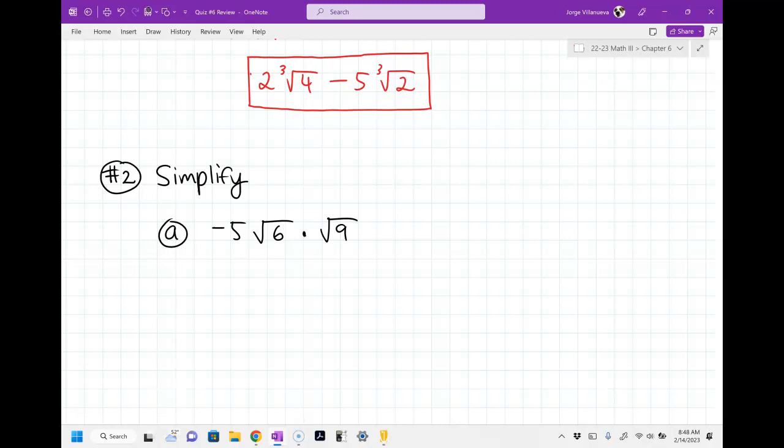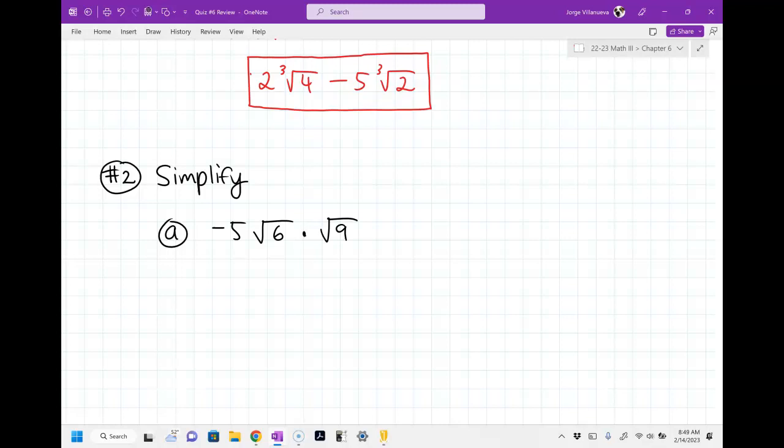Now, I mean, you can do this one of 2 ways. You could either straight out just multiply. And what we learned in the lesson was that you can multiply the radicals with each other as long as they're the same type. So square root and square root, you can multiply together. So you can write this as negative 5 square root of 54 if you want. Okay, I'll do it that way right now, but sometimes that's kind of counterproductive.